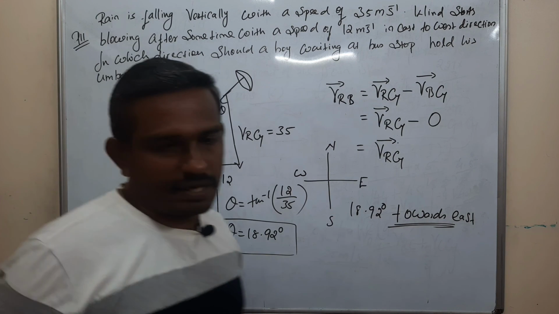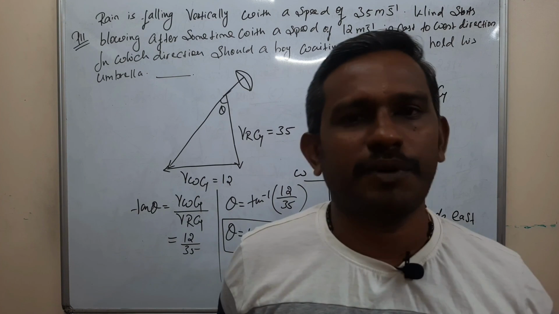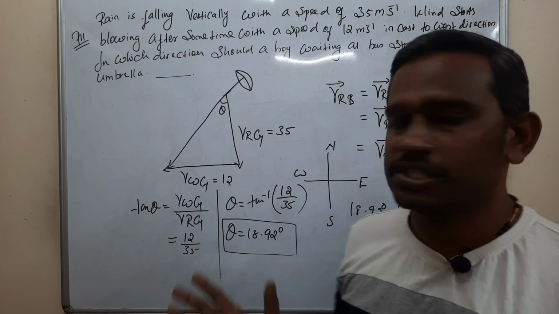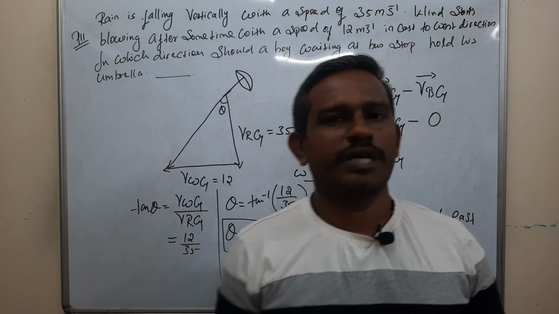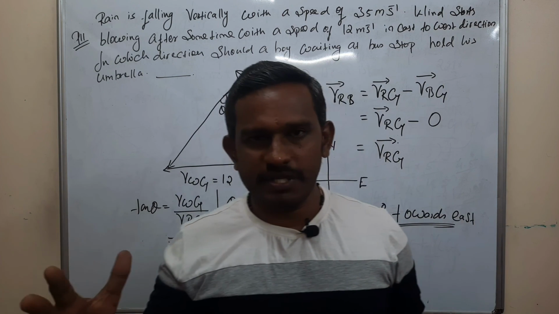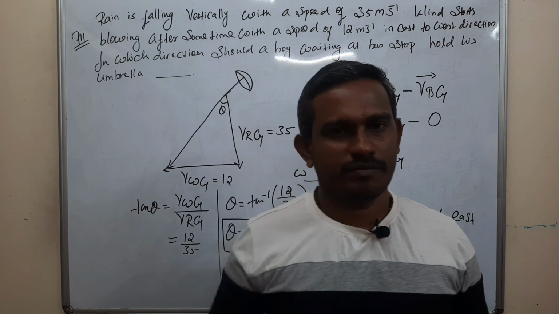So with this we wind up this session on relative velocity in 2 dimensions. Totally 11 problems we have solved in this section. Very important topic. Our next topic is the river-man problem, or boat-river problem. Goodbye.